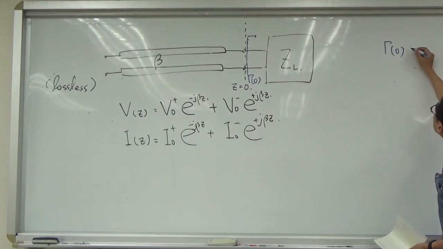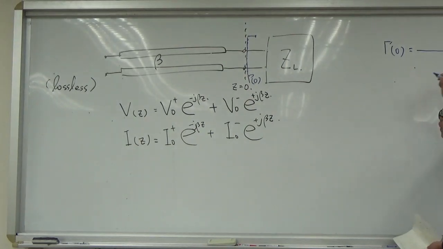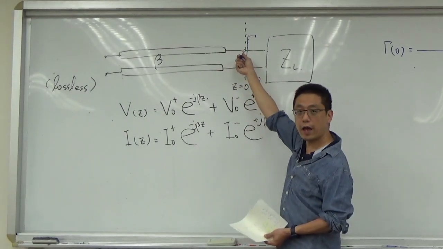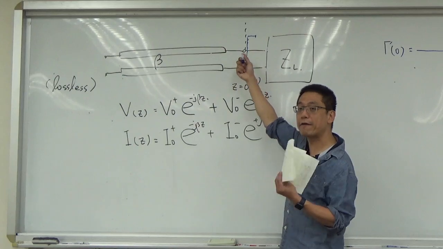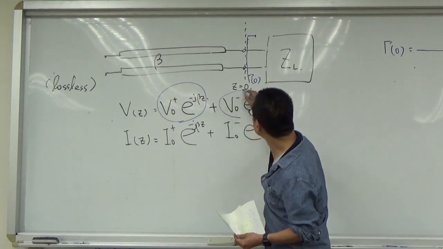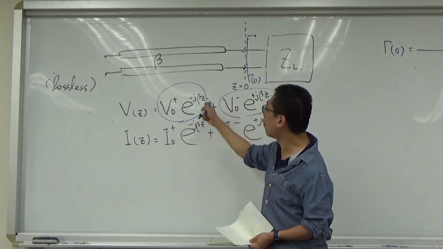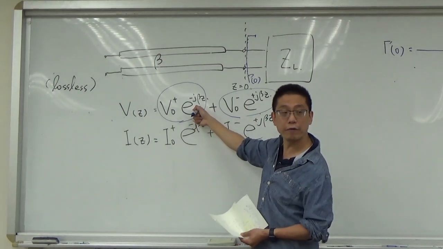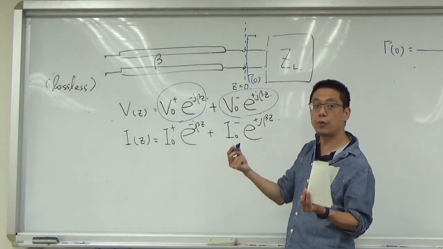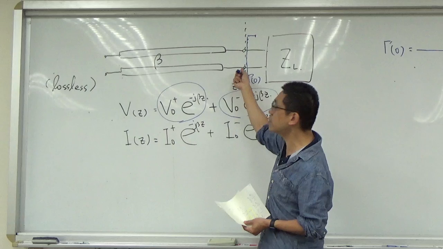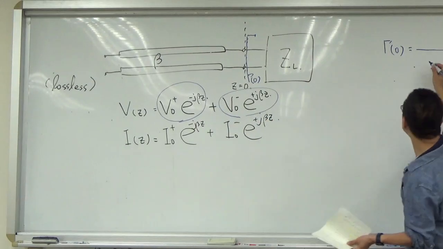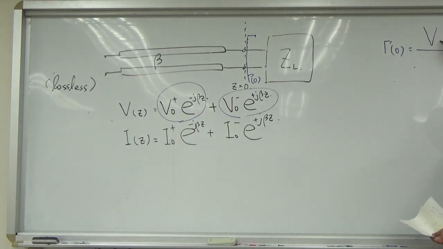It means the reverse voltage at this point and the forward voltage at this point. I find out the ratio between these two parts. The ratio of this one over this one. This is the reflection coefficient. And I want to find out what is the reflection coefficient at this point. It means z equals to 0. So you can write down, okay, I just write down everything.